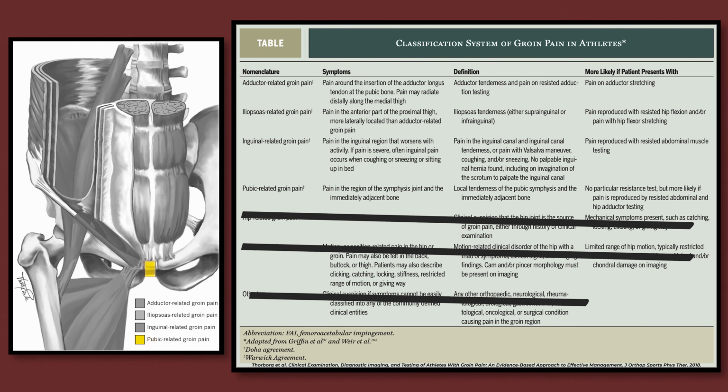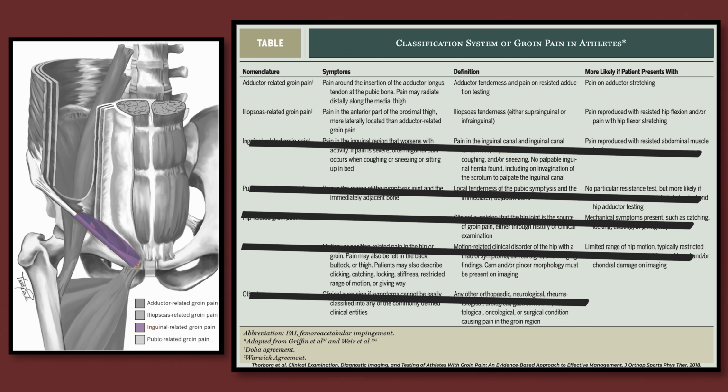Pubic-related groin pain is related to local tenderness of the pubic symphysis. Inguinal-related groin pain is related to pain in the inguinal region reproduced with resisted abdominal muscle testing, Valsalva maneuver, coughing, and or sneezing. It's also important that no palpable inguinal hernia is present. That leaves us with the last 2 categories: adductor-related groin pain and iliopsoas-related groin pain.